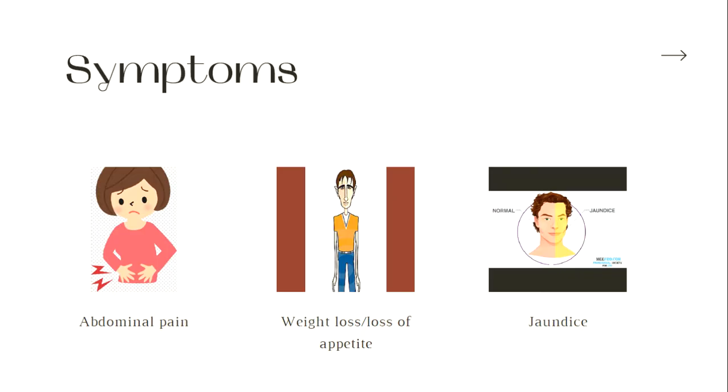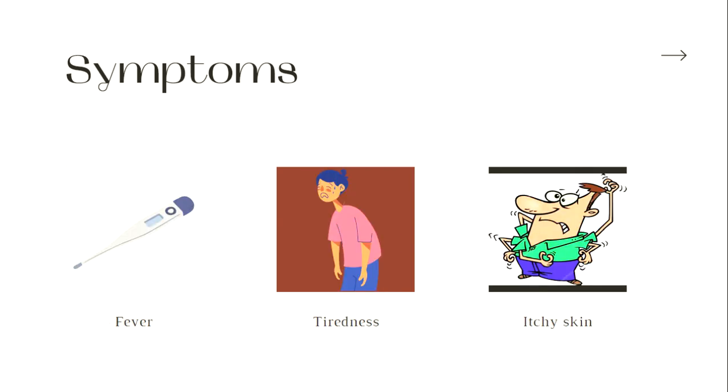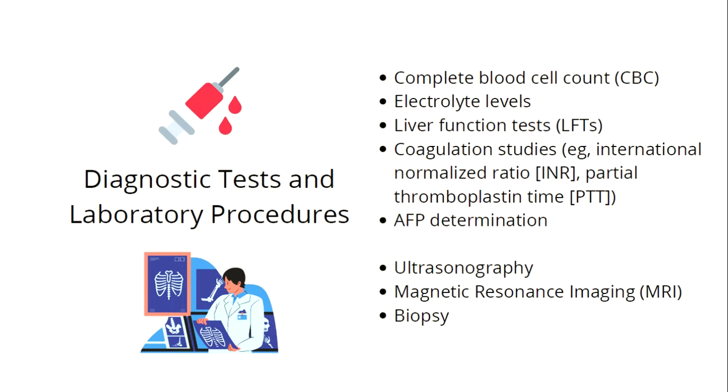The symptoms include abdominal pain, weight loss or loss of appetite, jaundice, fever, tiredness, and itchy skin. Next, we have here the diagnostic tests and laboratory procedures. First is the complete blood count, or the CBC.